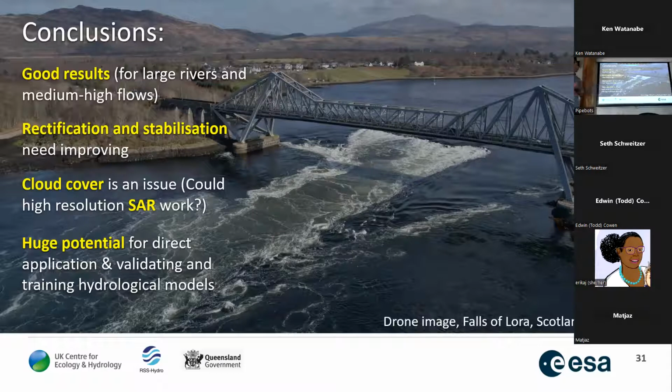We're interested to see whether high resolution SAR could work. That is synthetic aperture radar. Most SAR satellite imagery has large pixel sizes, but there's a company called ISI who have a whole constellation from which we can get 25 centimeter pixel sizes. Most operators don't get as fine as that. And we believe there's huge potential for direct application and for validation and training of hydrological models.